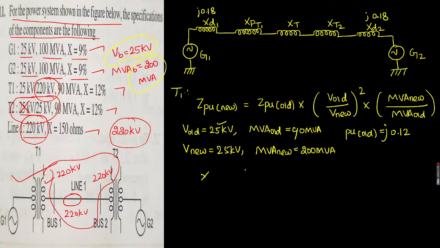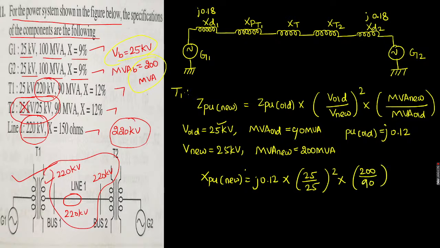From this, again calculate the new per unit reactance of transformer 1. It will be equal to j0.12 old value into the voltage rating of the transformer and the given base, which are once again equal, there are no doubts, into the MVA rating. MVA new is 200 MVA, MVA old is 90 MVA.